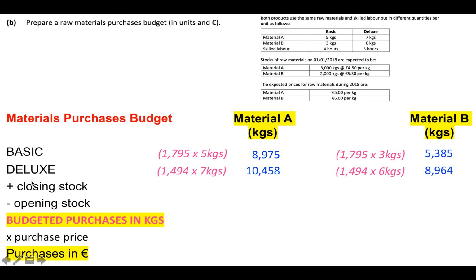Now we need to have the closing stock in the warehouse at the end of the period, because they have told us that all stocks are to be reduced by 10% from their opening levels. So the opening levels were the 3,000 and 2,000 kgs. So we want to have 90% of that. So 3,000 by 90% is 2,700 kgs of material A, and 2,000 by 90% is 1,800 of material B.